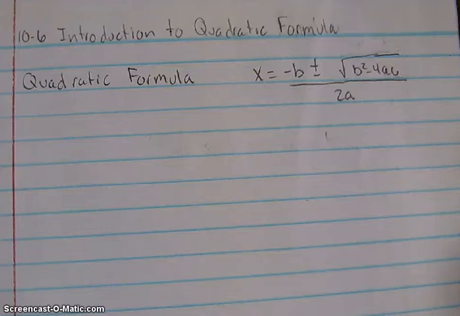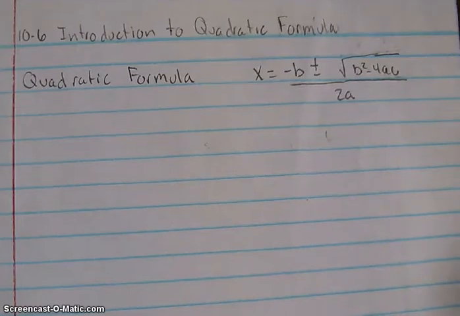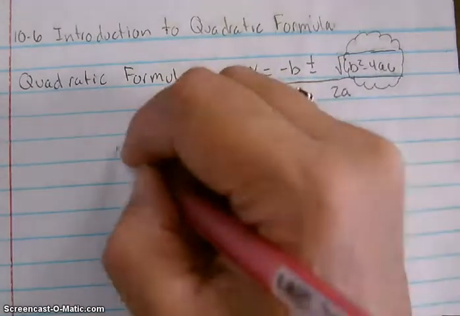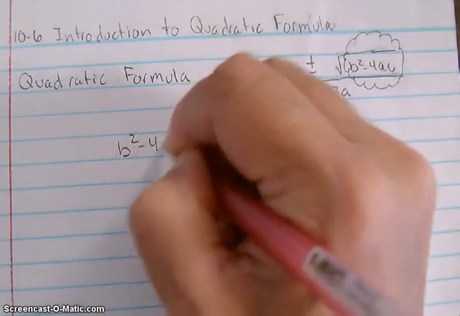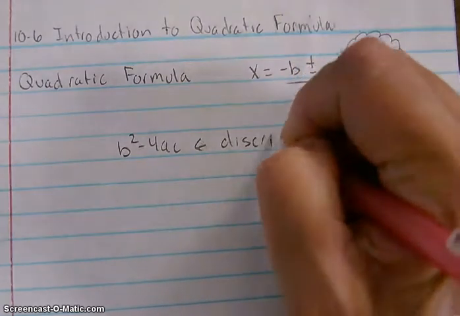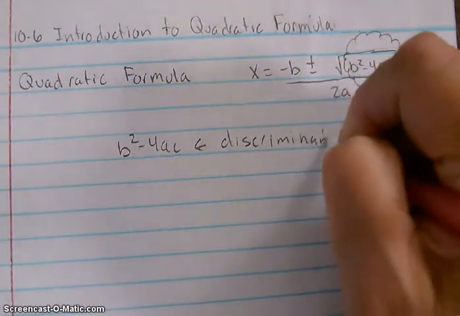Before we jump in and start solving quadratic equations using this formula, we're going to talk about this value underneath the radical here. The value that I drew a circle around, that b squared minus 4ac, we call that the discriminant, and we're going to talk about the discriminant in today's notes.